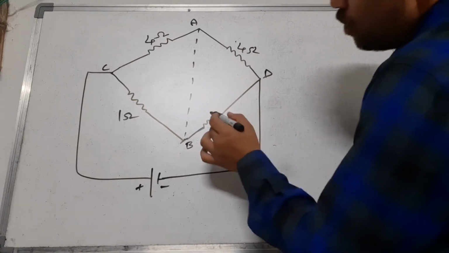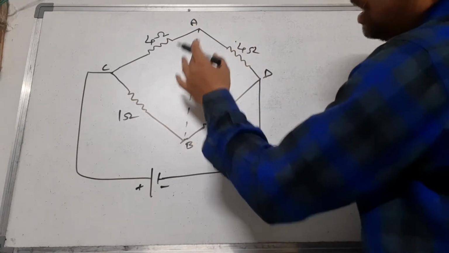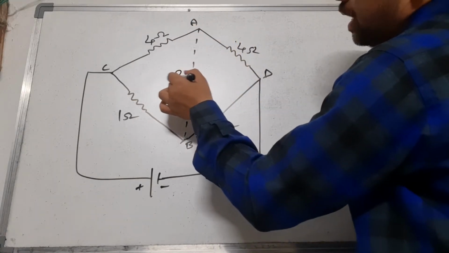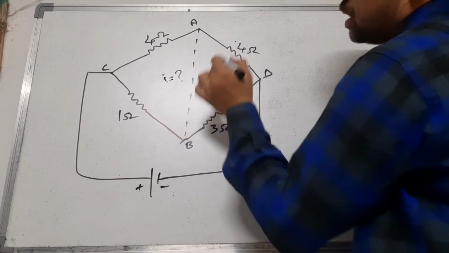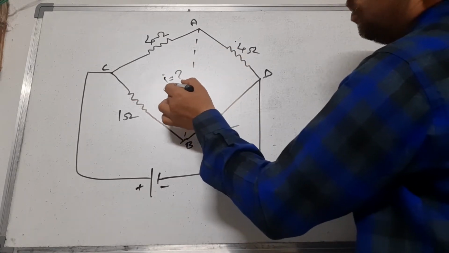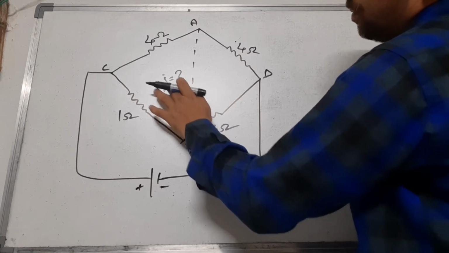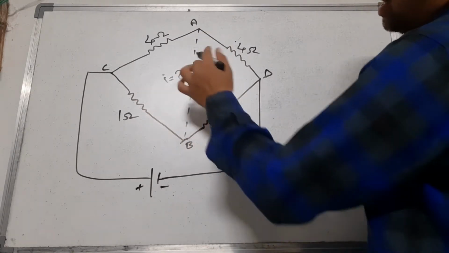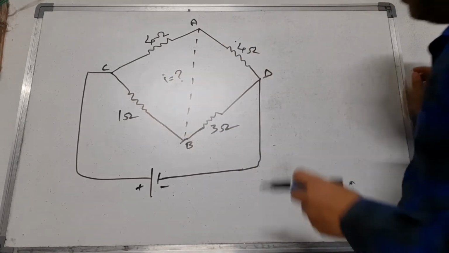Now the direction of flow of current from A to B, how the current is flowing between the points A and B. Between the points A and B, what is the current flow? Here we have to find. Okay.